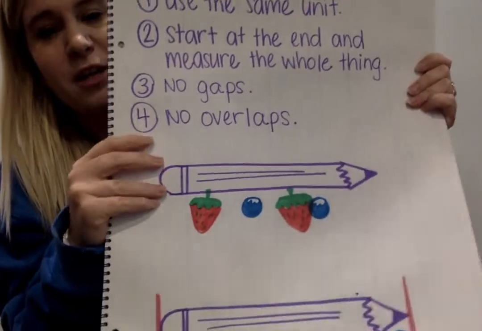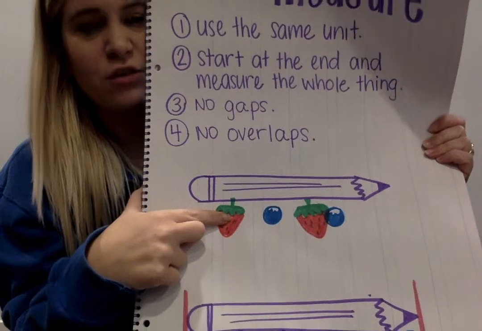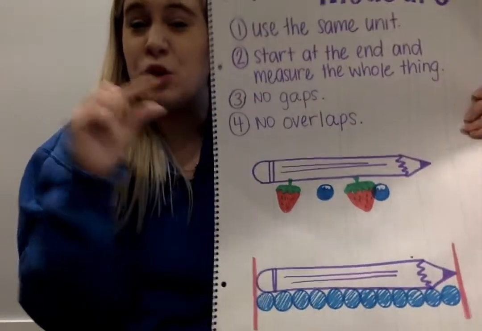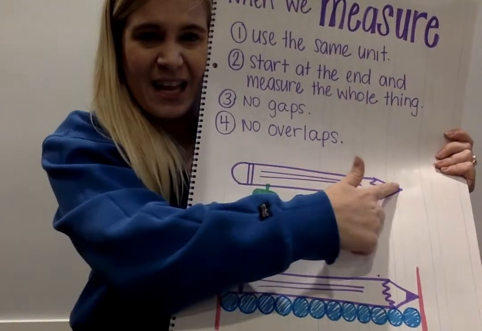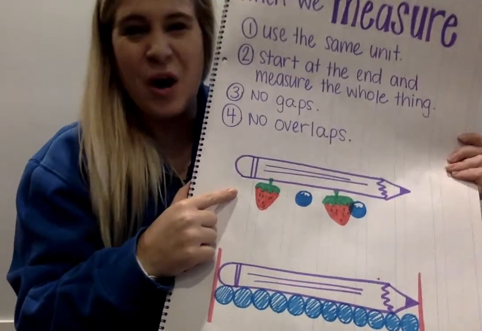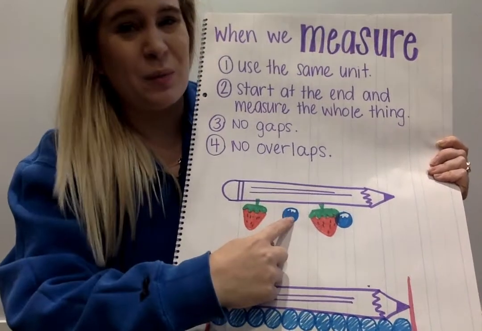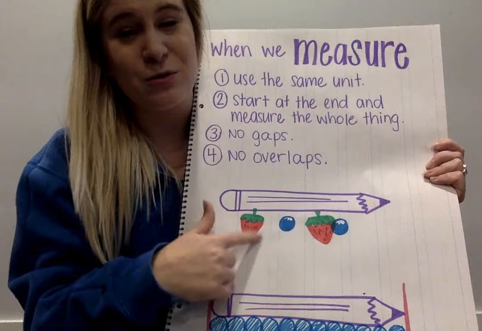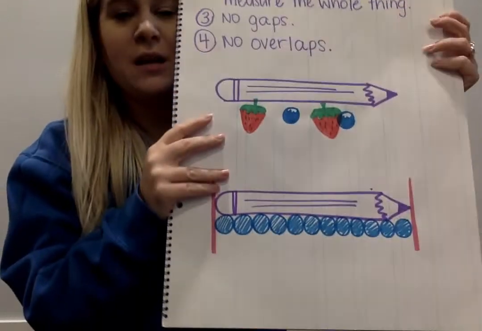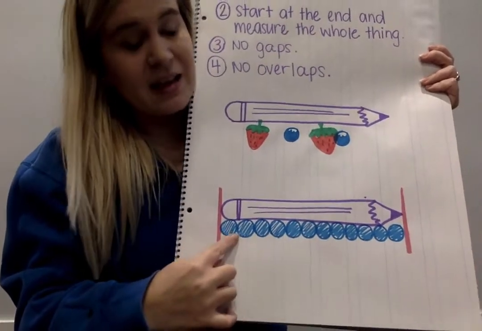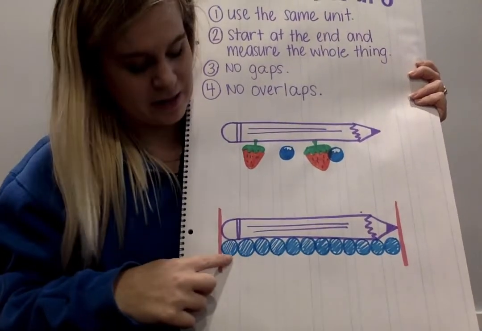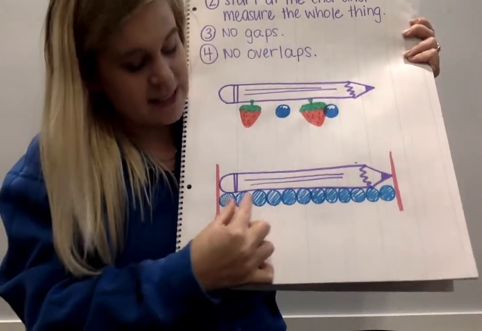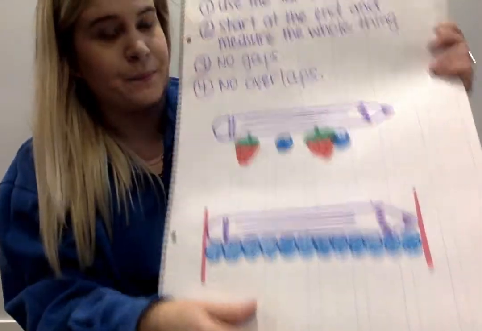So over here I was measuring a pencil and I have some strawberries and some blueberries. Am I using the same unit to measure my length? No, because I use strawberries and blueberries. Those are two different things. Those are not the same. So I could not use those two things to measure. What about down here? Yeah, I'm using only blueberries. I probably could have done a better job coloring. So I'm using the same unit, the same thing the whole way.